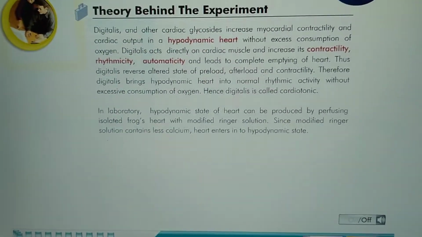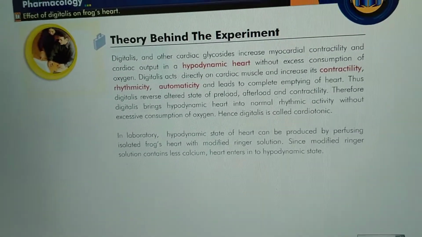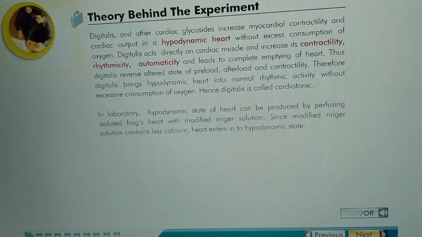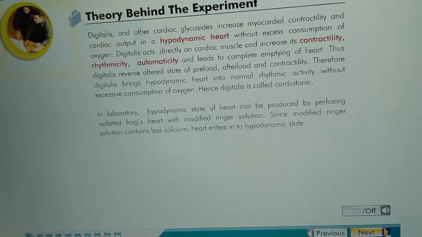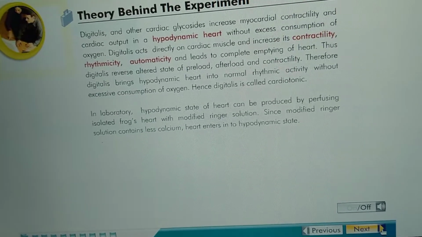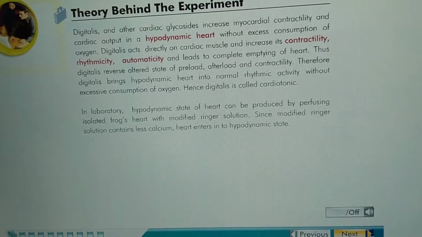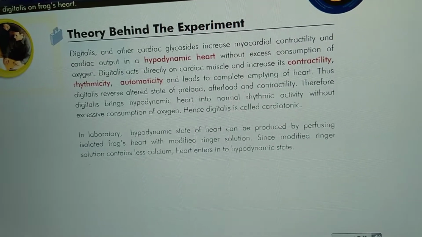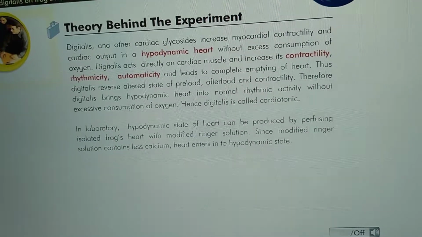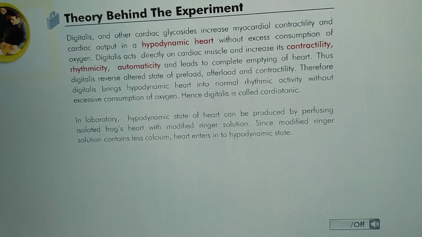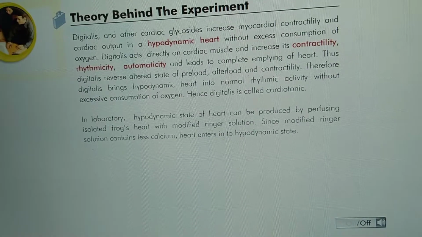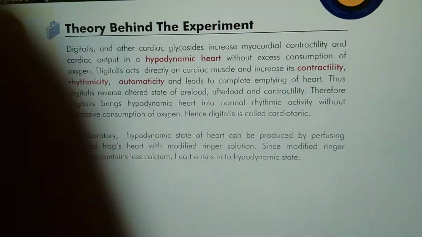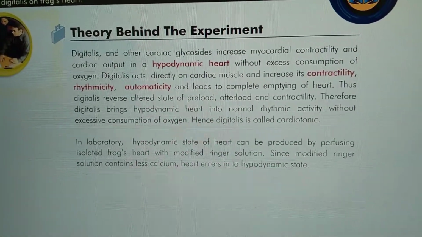Digitalis, like other cardiac glycosides, increases myocardial contractility and cardiac output in a hypodynamic heart without excess consumption of oxygen. Digitalis acts directly on cardiac muscle and increases its contractility, rhythmicity and automaticity, and leads to complete emptying of the heart. Thus, Digitalis reverses the altered state of preload, afterload and contractility. Therefore, Digitalis brings a hypodynamic heart into normal rhythmic activity without excessive consumption of oxygen. Hence, Digitalis is called a cardiotonic.